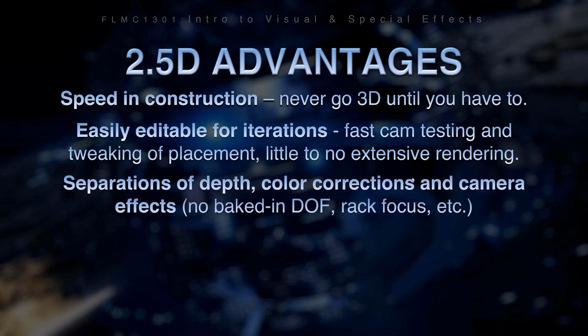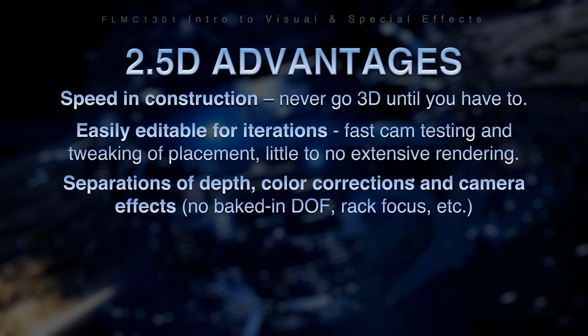Separation of depth, color corrections, camera effects. There's no baked-in DOF. Depth of field is what I'm talking about. And baked in is what happens when you render something and you can't take it back out of a render. For example, if you render depth of field into a render of our sky back there, or if you recall the image of London in winter, if you baked in or basically flattened in the weather, and then somebody said, it's a little too foggy, can you take out some of that fog? Well, without working smartly, you really can't if it's just one render.